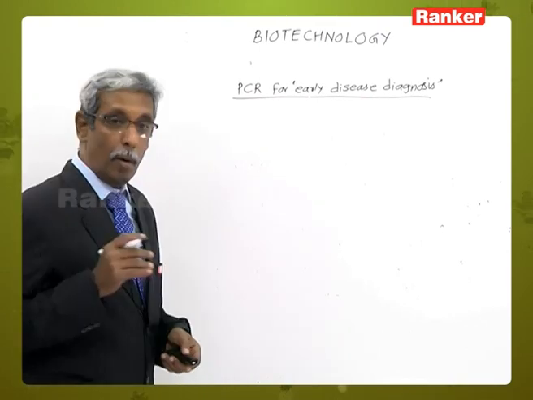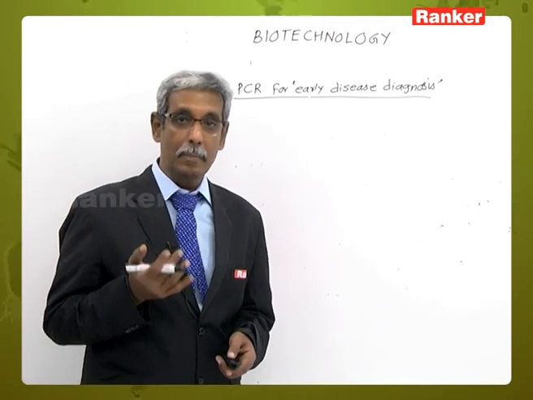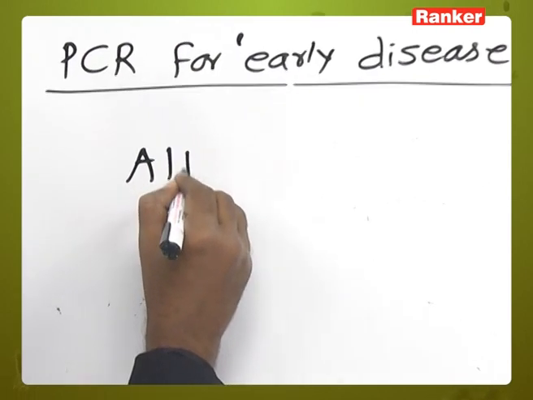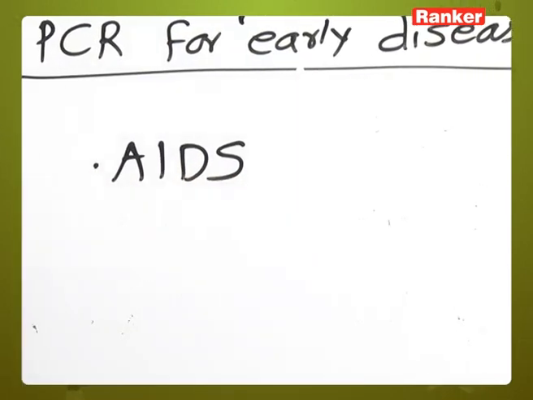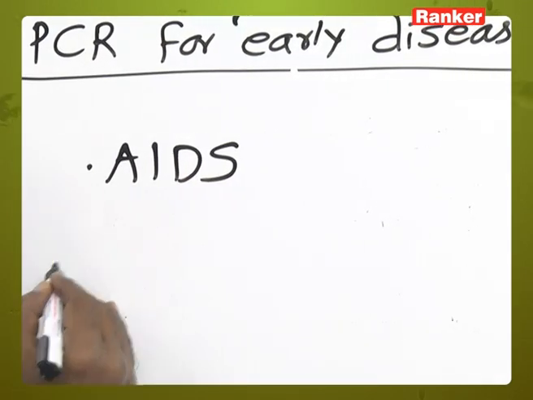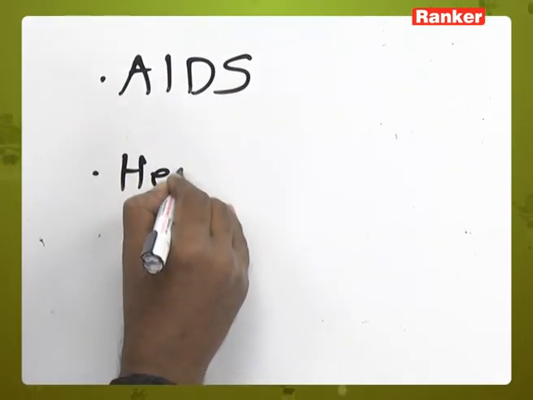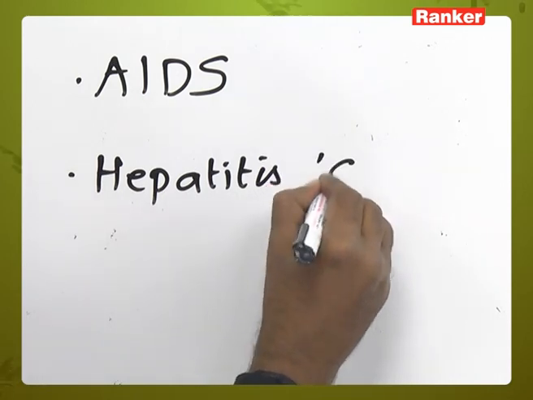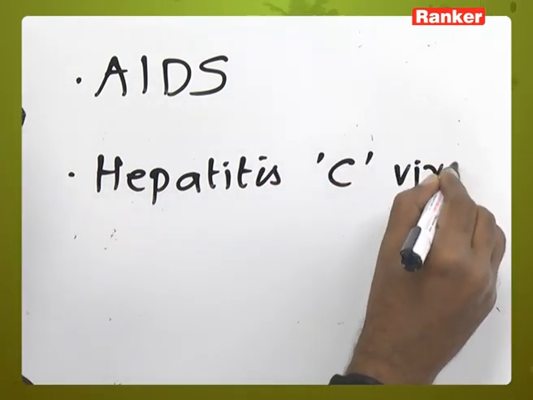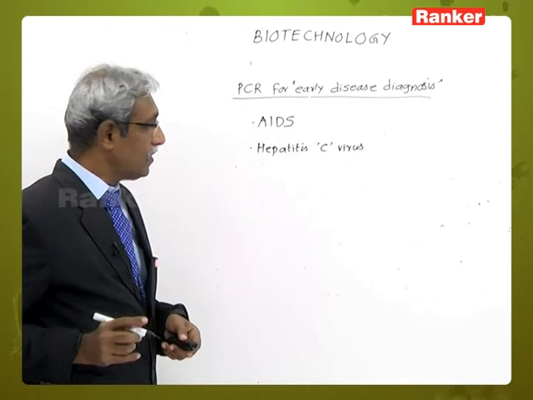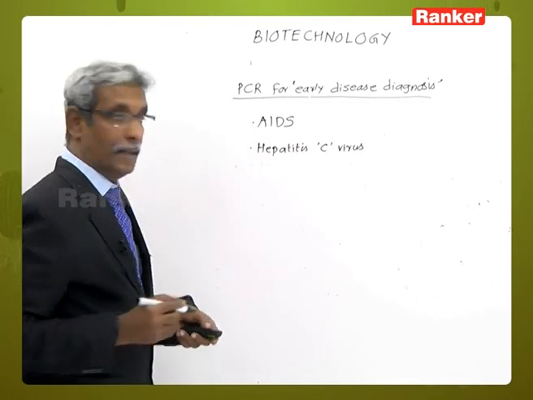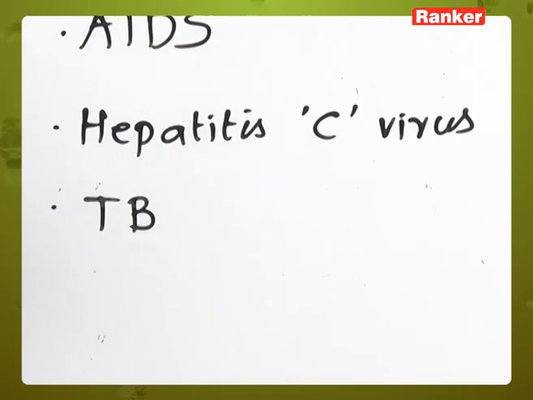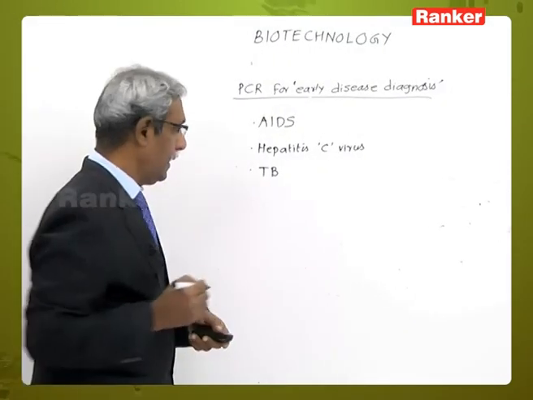Which are the common diseases that can be detected by means of PCR? It is useful for the detection of AIDS. Again, we have a very important disease termed hepatitis, which is caused by the C virus, Hepatitis C virus, for early diagnosis of hepatitis C virus. Then it is also important for the detection of TB, tuberculosis.